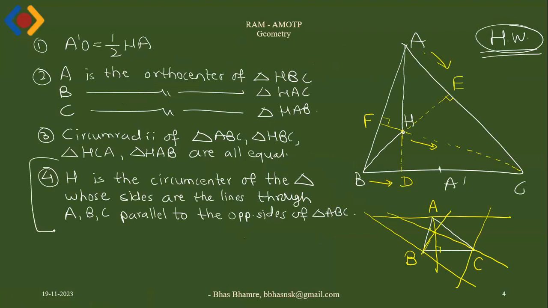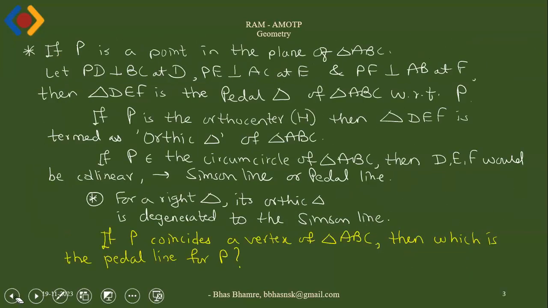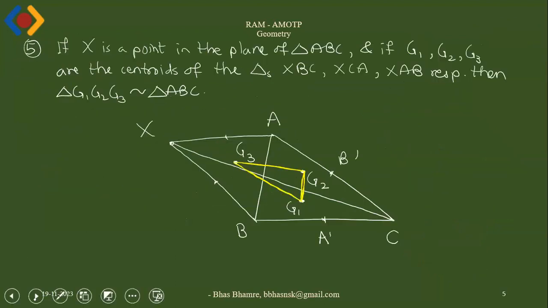Read this. H is the circumcenter. No, sorry. Where is it? Yeah, here, second. A is the orthocenter of triangle HBC. B is the orthocenter of triangle HAC. C is the orthocenter of triangle HAB. Okay, got it. Compare this.